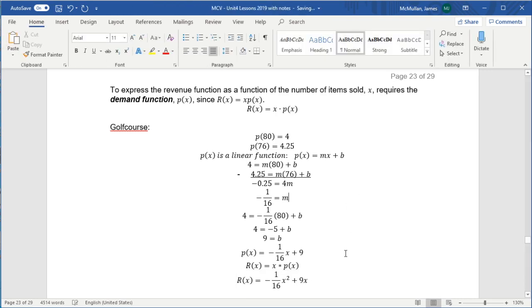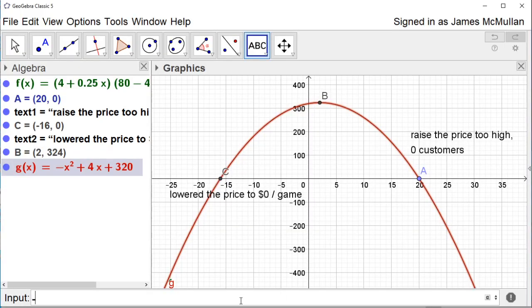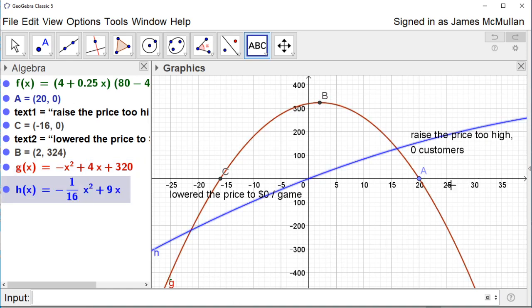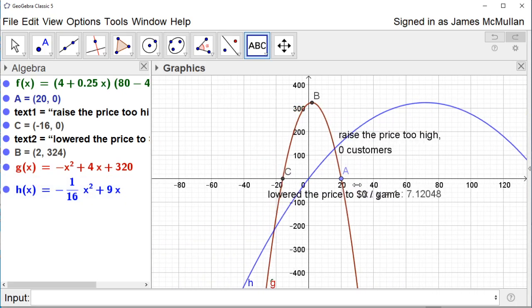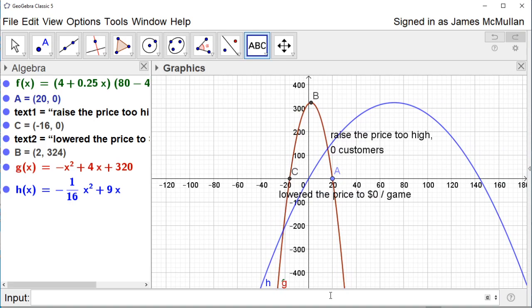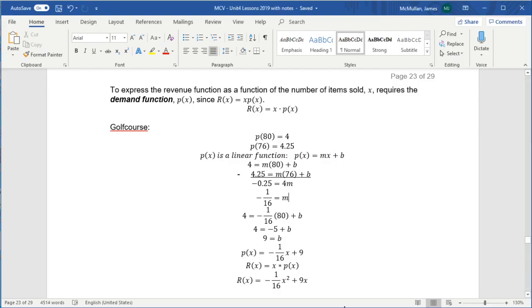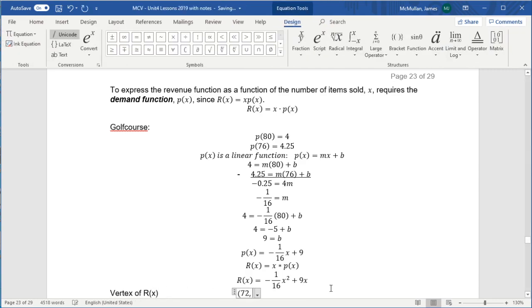Now let's draw this: negative 1 over 16 x squared plus 9x. Of course the graph looks different because the variable that you're using is different. However, the vertex of the graph is the same, at least the y value is. If we go to the maximum between 0 and 150, you'll find that the best possible answer is 72 sales, and you will make a revenue of $324. So the vertex of the revenue function is 72, 324.